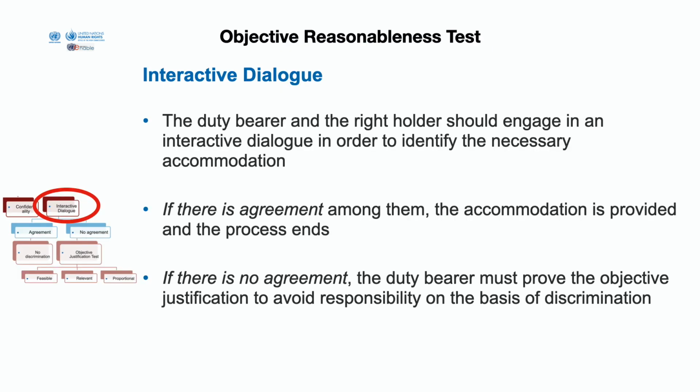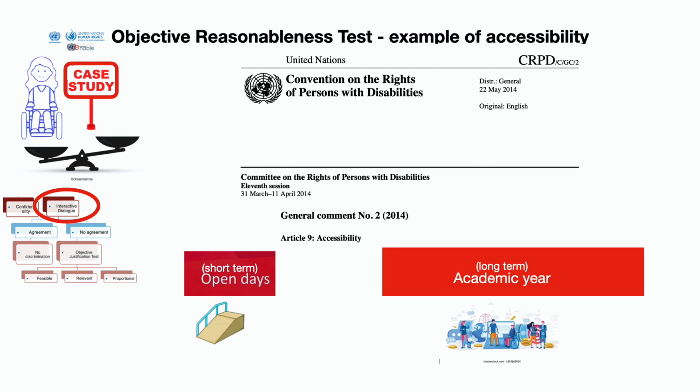The interactive dialogue is the natural consequence of the principle of good faith and the recognition of the dignity of the person with disability. For example, where a student with a mobility impairment wishes to attend a university open day, a brief conversation notifying the university of his or her intention to attend should suffice. The university may hold the open day in an accessible venue or provide a removable ramp to ensure that the venue is accessible on that day.